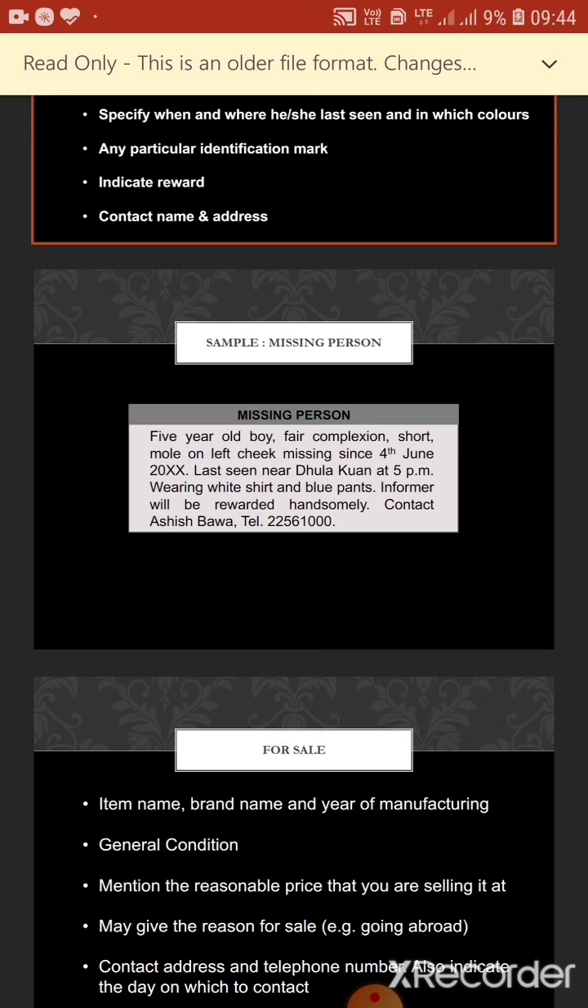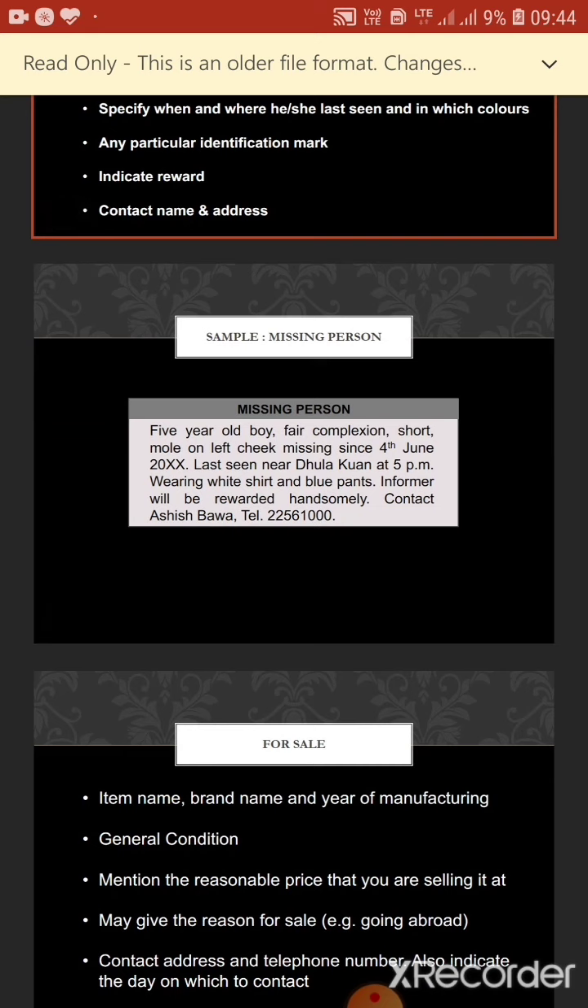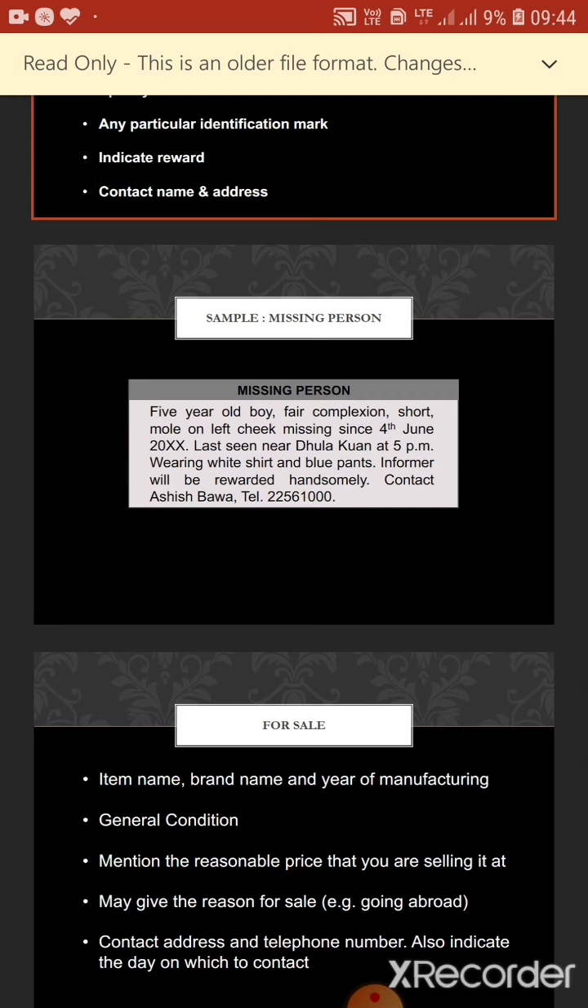The heading will be missing person. Now the description will be written like this: 5-year-old boy, age has been mentioned. Physical description like fair complexion, small mole on left cheek, that is the identification mark, missing since 4th June 2020. When he went missing is also mentioned. Last seen near Dholakua at 5 p.m., the time and the place where he was seen last. Wearing white shirt and blue pants, that means the attire he was in when he was last seen. Informer will be rewarded handsomely. A handsome reward will be given.